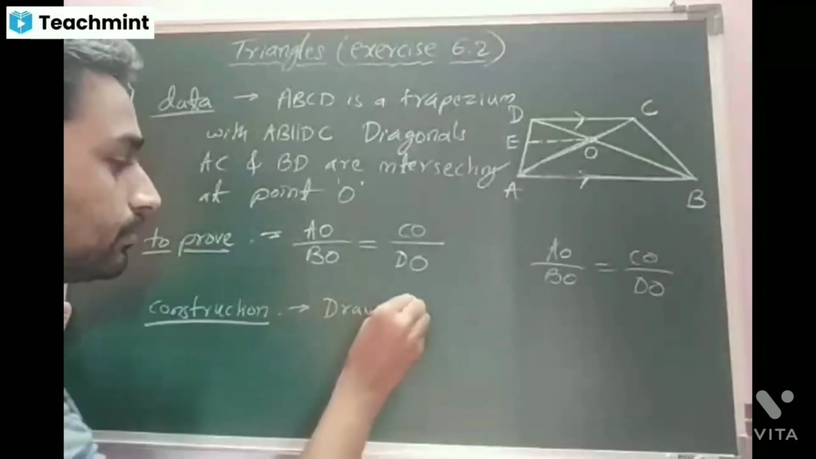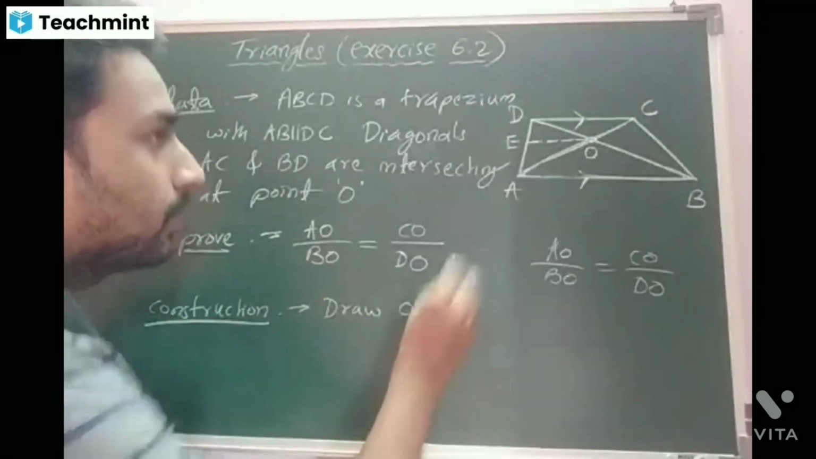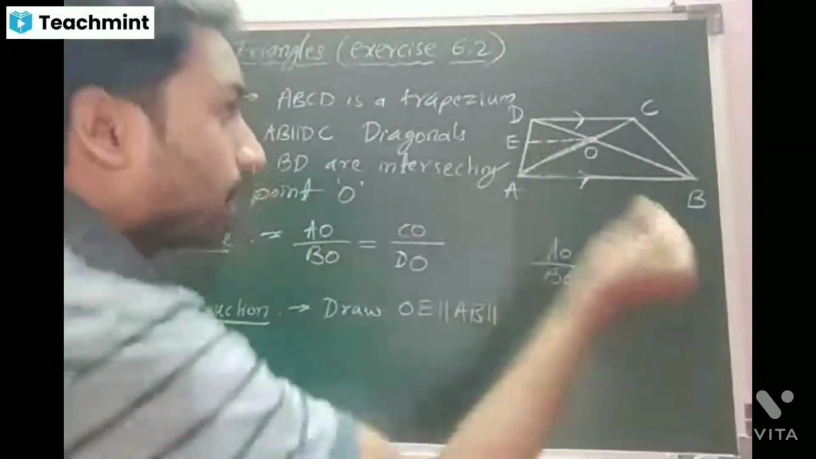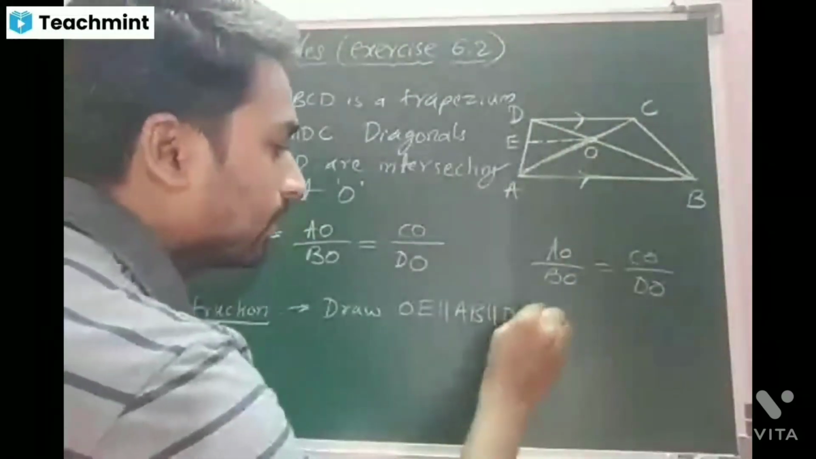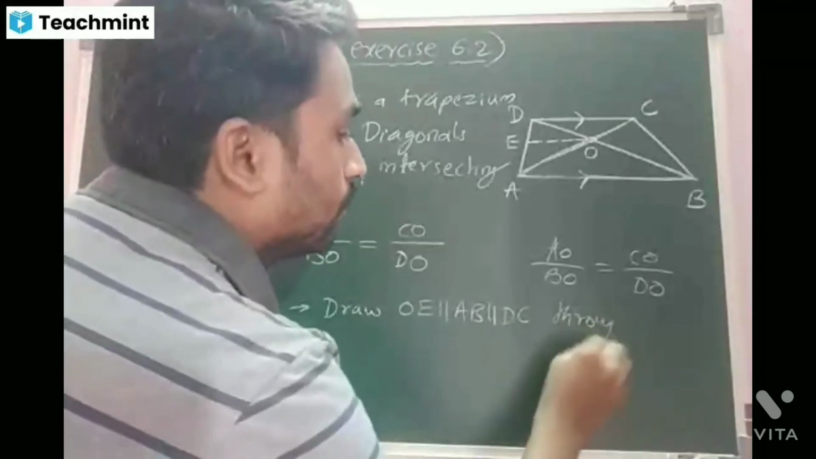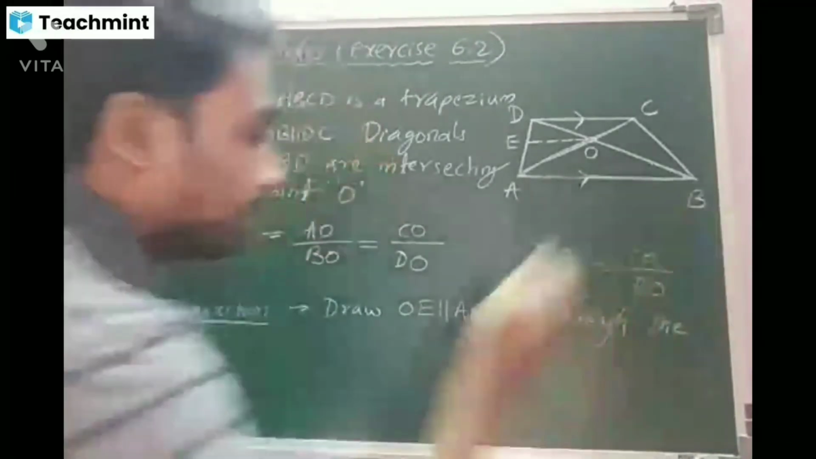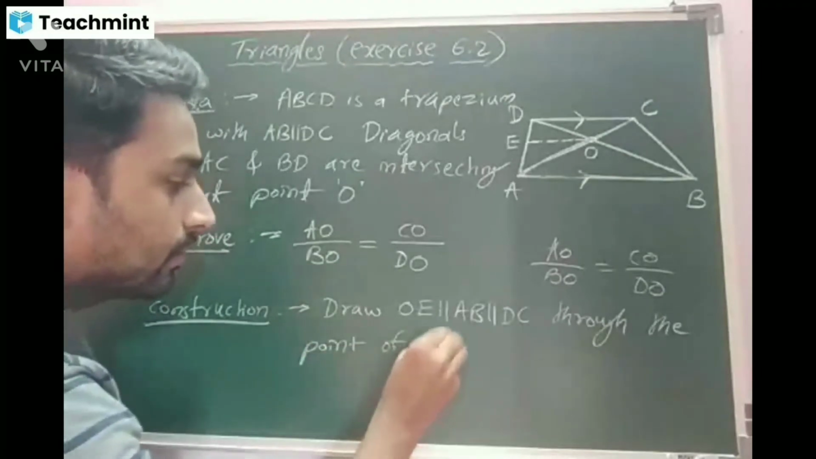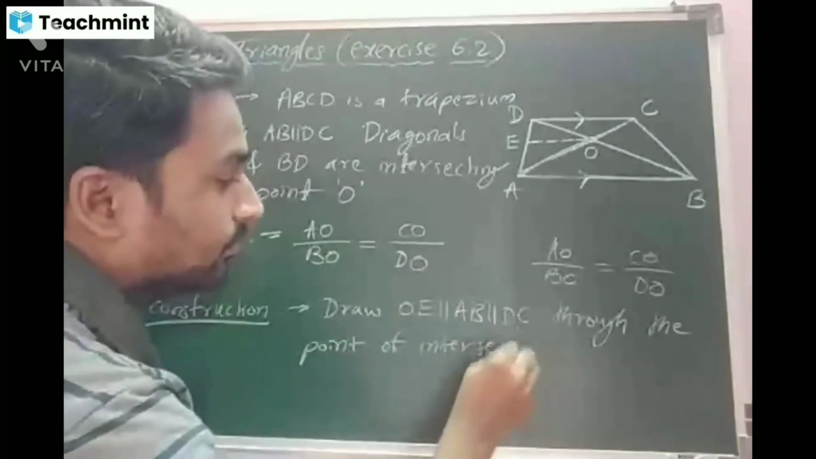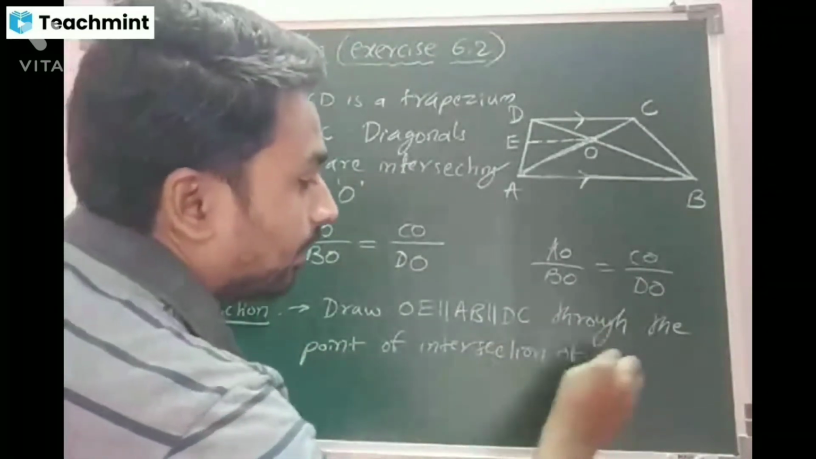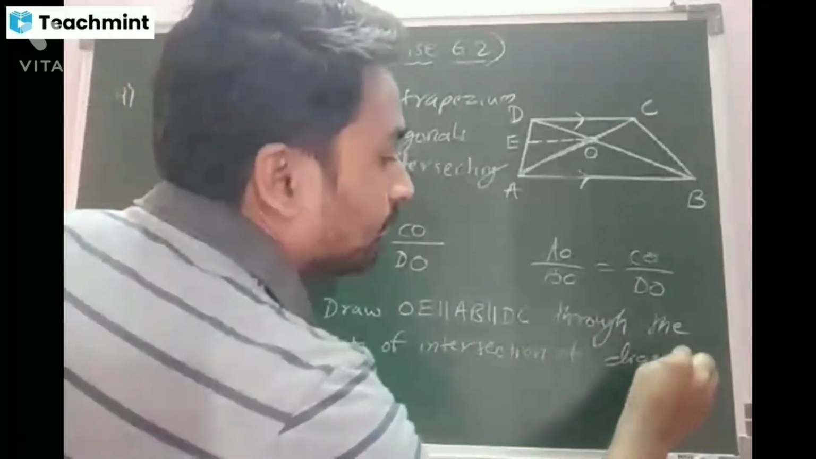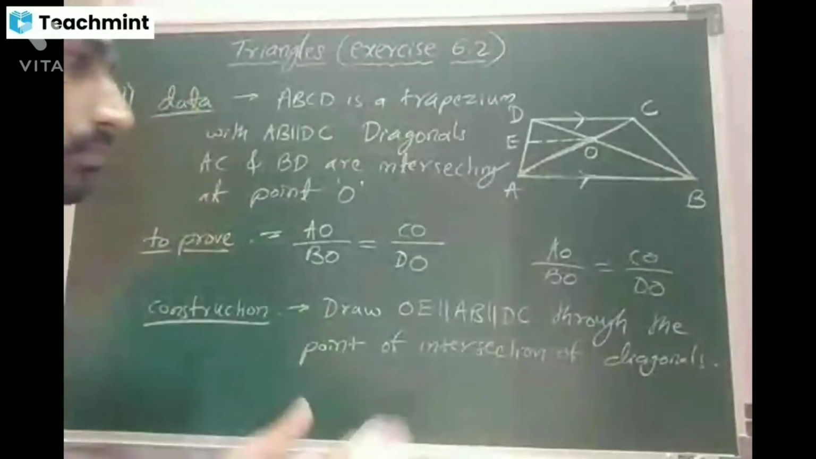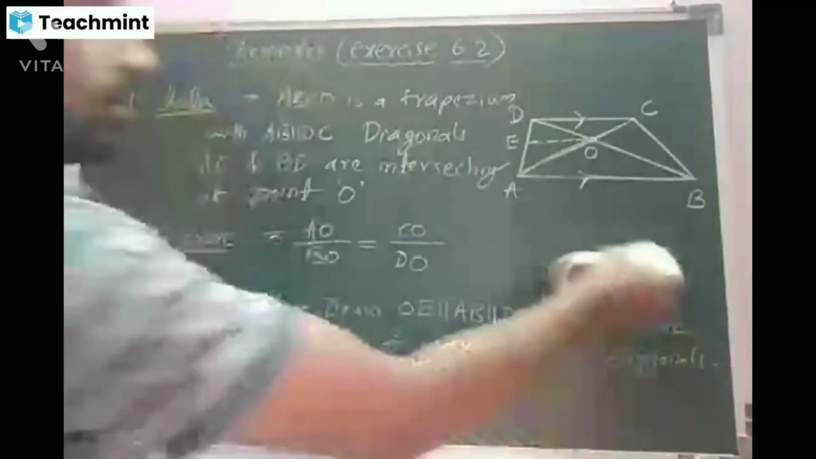Draw OE parallel to AB, which is also parallel to DC, through the point of intersection of diagonals. Copy, beta. Quick.